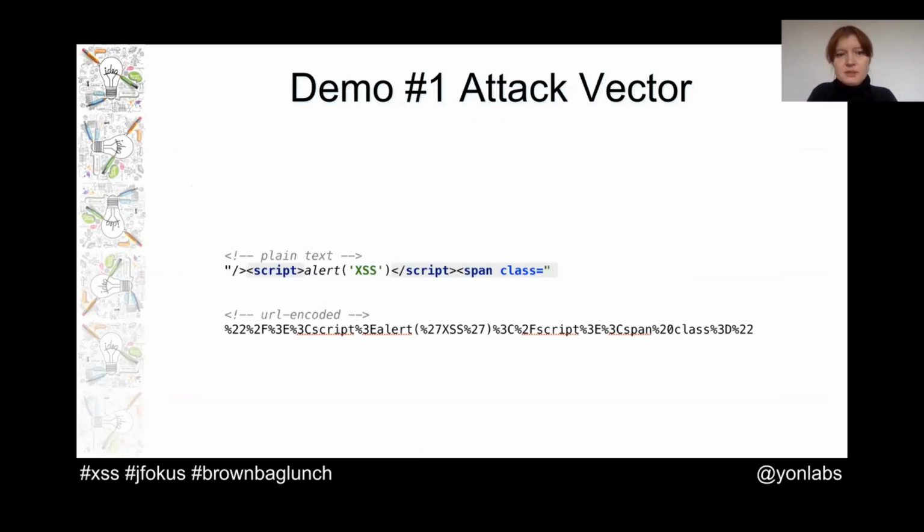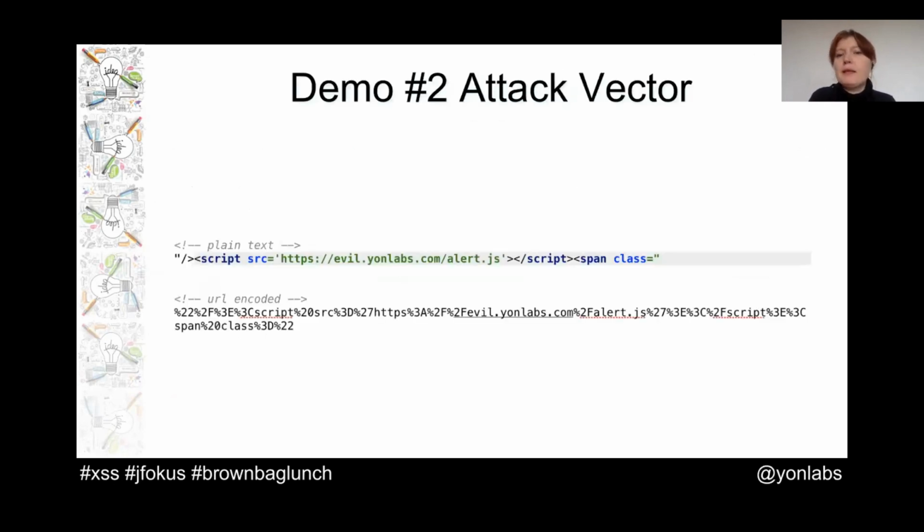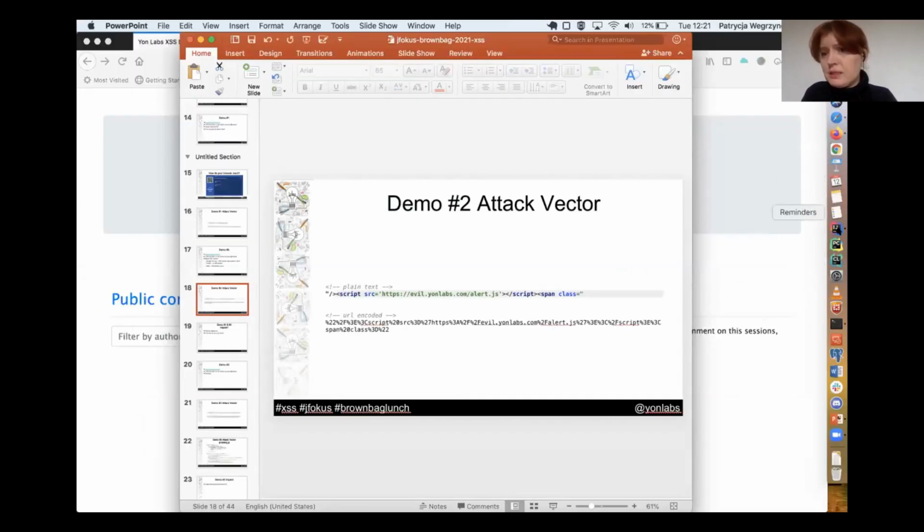Basically, the attack vector was pretty simple. For cases where we want to bypass XSS auditor, some time ago it worked to use another attack vector, like a downloadable script. So XSS auditor a year ago didn't recognize this as an attack, and the script was downloaded and executed. We can try it with your browsers.